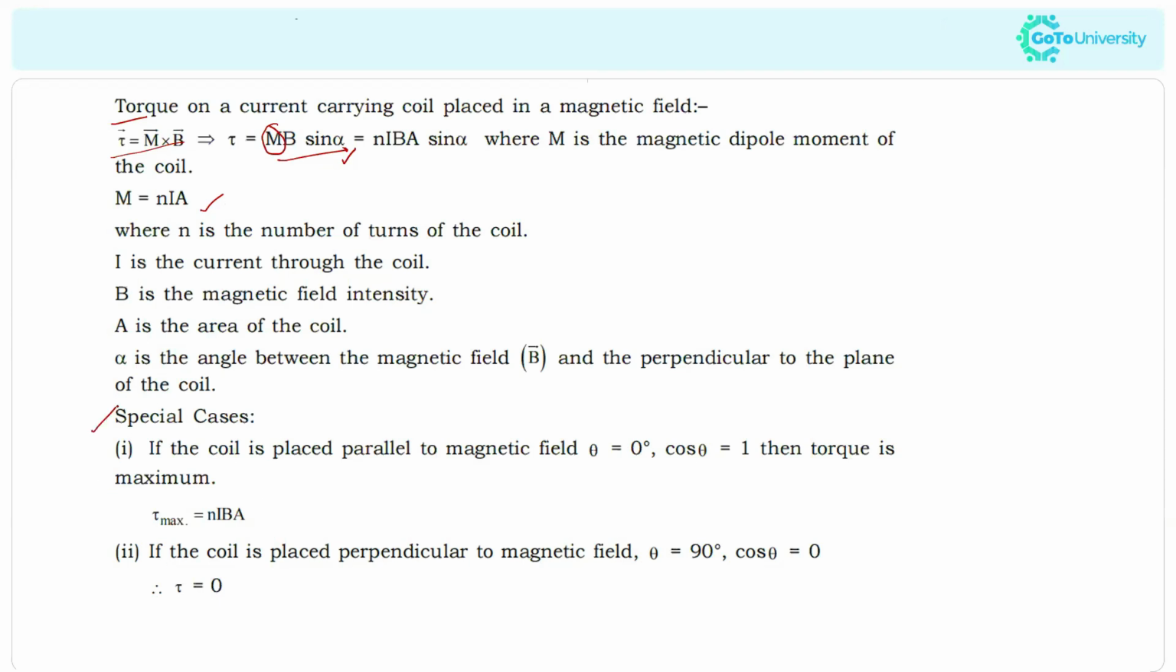Here also we are having special cases based on the angle between the magnetic field and the perpendicular to the plane of a coil. If they are parallel to the magnetic field, which means the angle is 0, right? What will happen to the value of cos θ? It will become 1. So what will happen to the value of torque now? It will be equal to NIAB. Similarly, when they are perpendicular, the angle will be 90 and the torque will be equal to 0. Right?